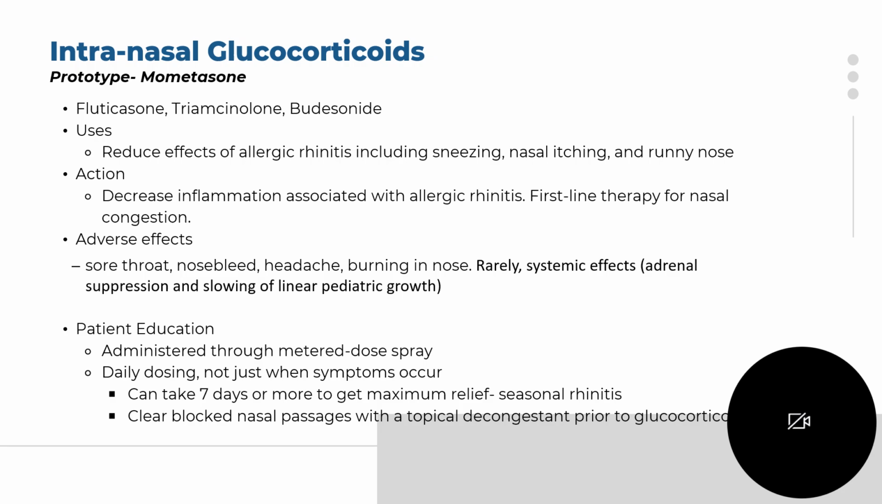Adverse effects, we've already said these: sore throat, nosebleed, headache, burning. The benefit of this is that this rarely causes systemic effects. Okay, so all those things that you might see from PO glucocorticoids, those could be avoided, or at least less severe. So they take it through the metered dose spray.